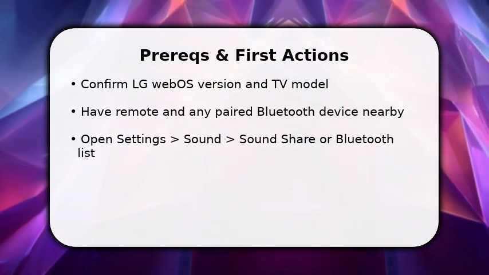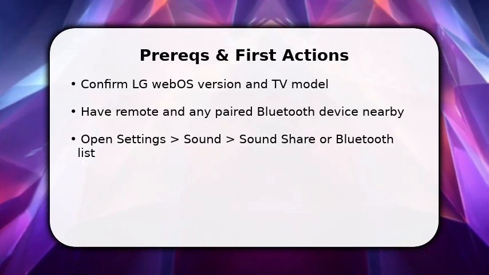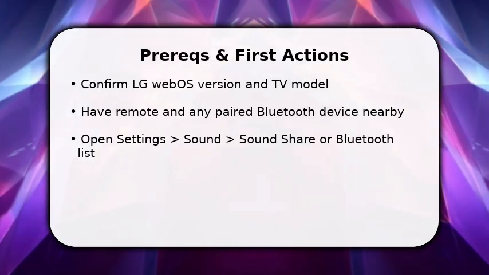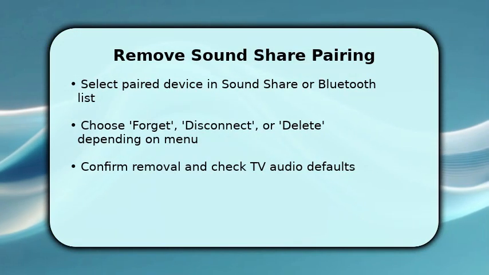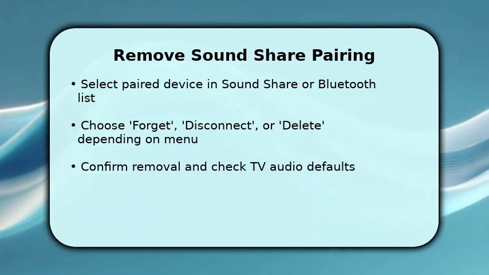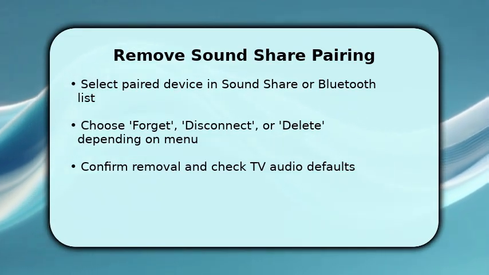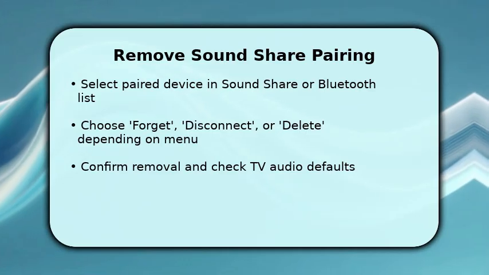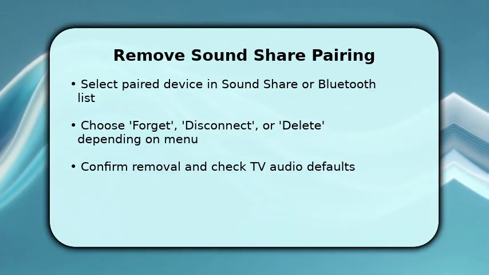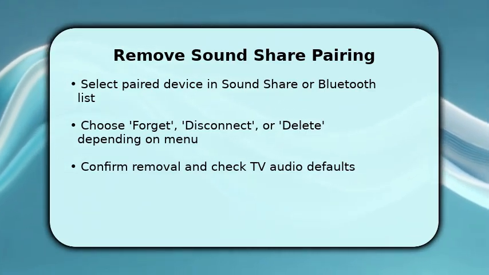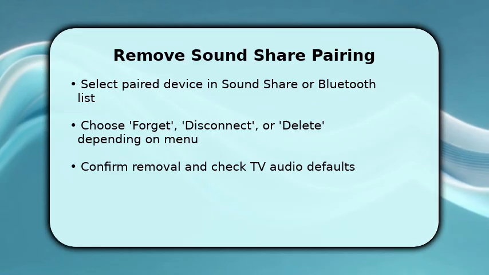You now select the paired device under Sound Share or Bluetooth. This shows active profiles. Choose the option labeled Forget, Disconnect, or Delete. LG uses different terms because that severs the pairing and stops audio routing to external speakers. Make sure to confirm the action when prompted. Otherwise, the device stays paired.